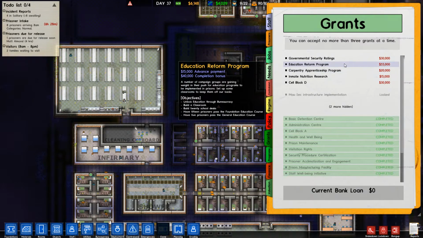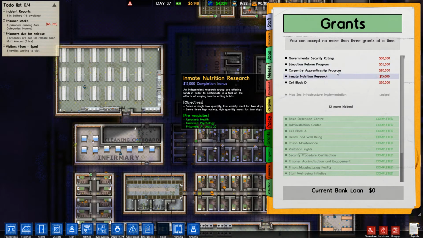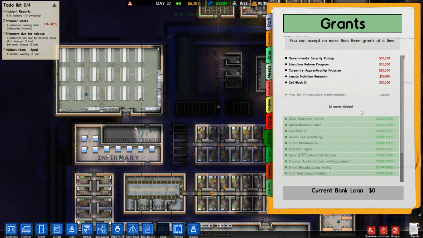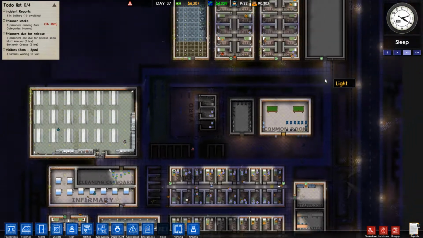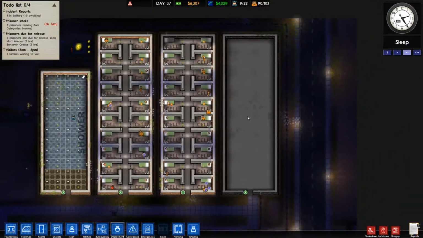Education. Oh yeah, that was the thing about having 20 school desks. Have 5 prisoners get the general and 15 pass foundation. Carpentry. Cell block D, inmate nutrition. No, I'm not going to do that. It's too much of a hassle.